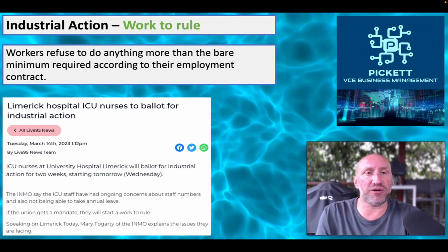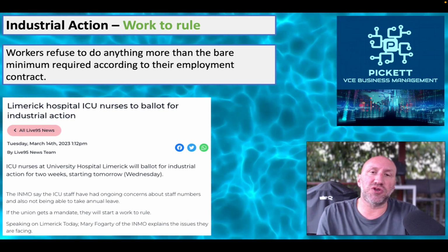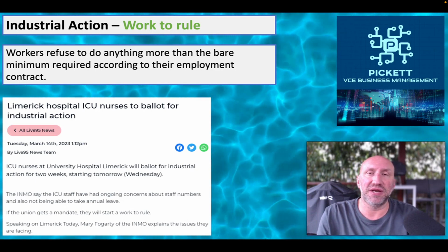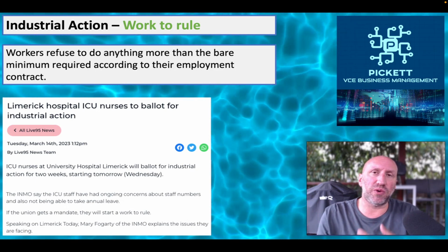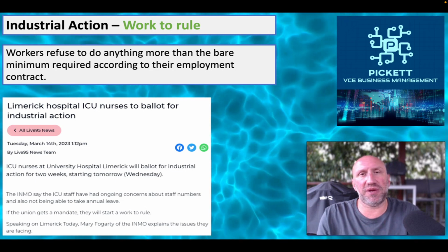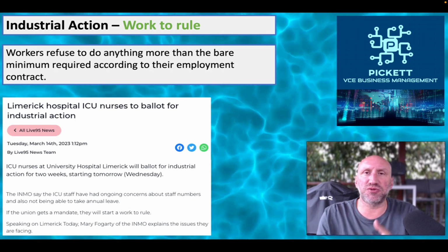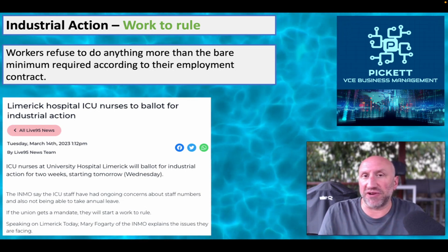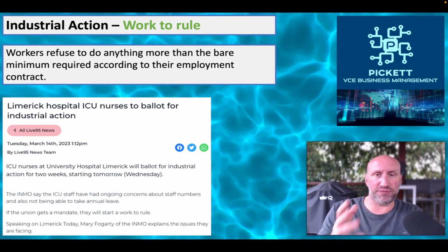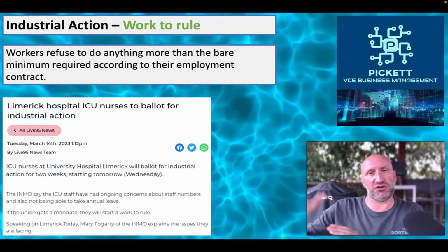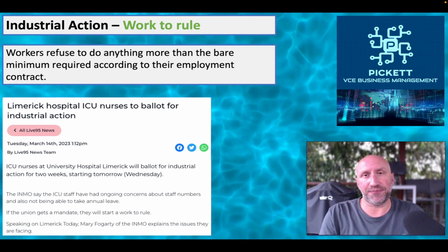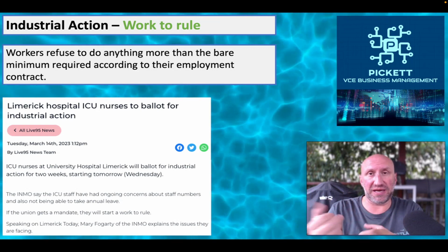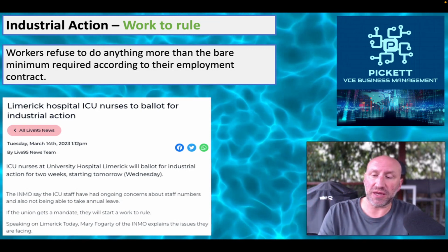One of these might be work to rule. Workers refuse to do anything more than the bare minimum required according to their employment contract. Now, the reality is in the world of work, a lot of the time employees are doing much more than what their contract says they have to do. That's just the reality of work. So for a period of time, workers would just refuse to do all that other stuff and just do the legal minimum they're required to do as stated in their contract.